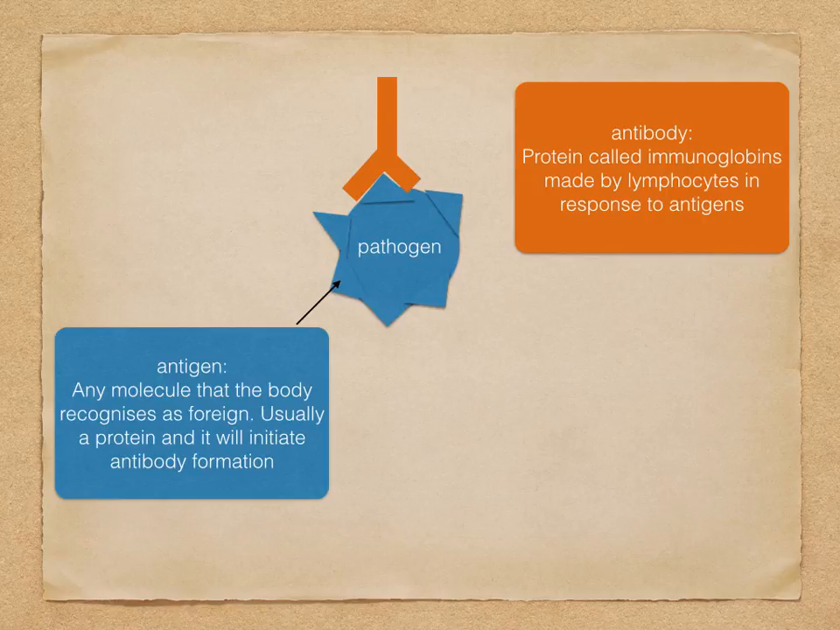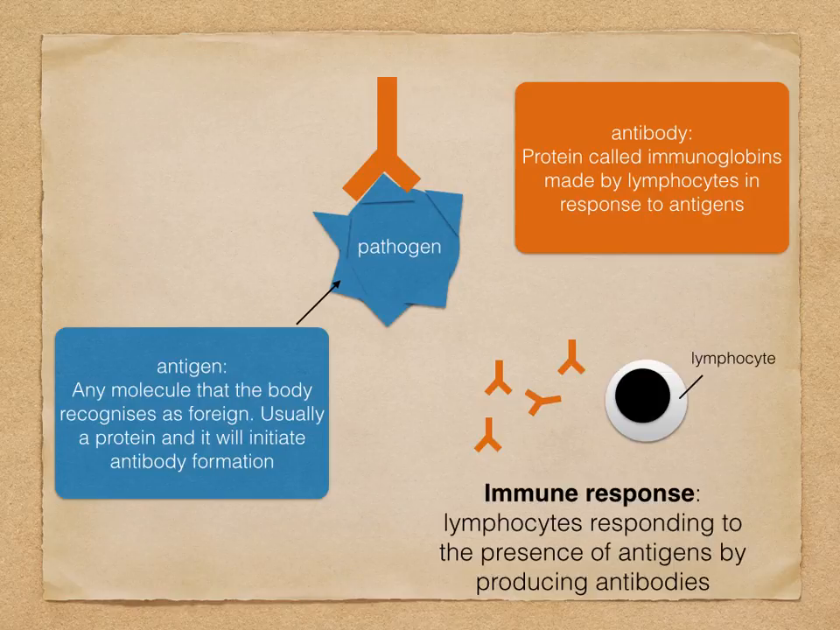The antibody, which is represented by the orange, is a protein called an immunoglobulin, which is made by B lymphocytes in response to these antigens. So the immune response is when these B lymphocytes respond to the presence of antigens by secreting antibodies.